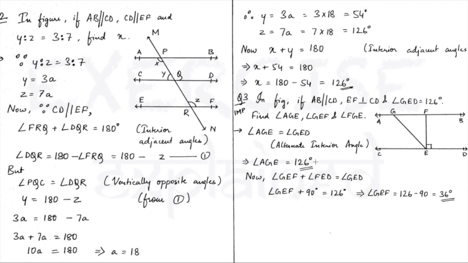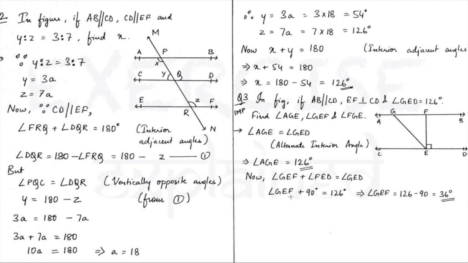Now what we have to do is we need to break this angle into two parts. That means GED, we need to break it into two parts. That means we can write it as GEF plus FED. So GED is equal to GEF plus FED. But here what we know is FED is going to be equal to 90 degrees because EF is perpendicular to CD. So we just substitute the things.